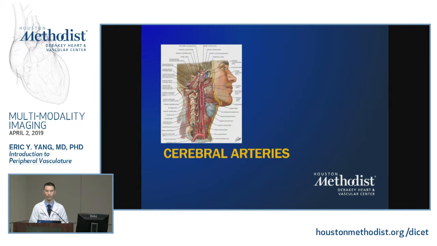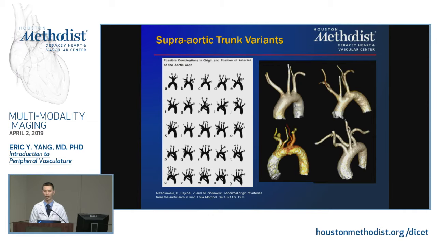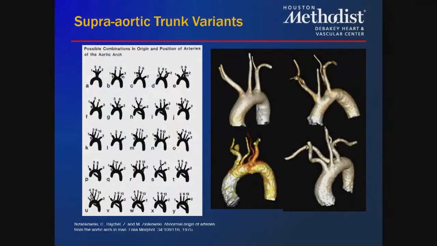And no talk about cerebral arteries is complete without talking about the supra-aortic branches. All of us are familiar with the normal anatomy of the 3 aortic arch vessels, with the brachiocephalic or innominate on the right, left common carotid, and left subclavian. Of course, you can have the so-called bovine variant, which is actually a shared common trunk of the brachiocephalic and left common carotid. And then you can also have all sorts of different variations, such as vertebral arising straight off the arch, or an aberrant right subclavian artery as a separate branch.